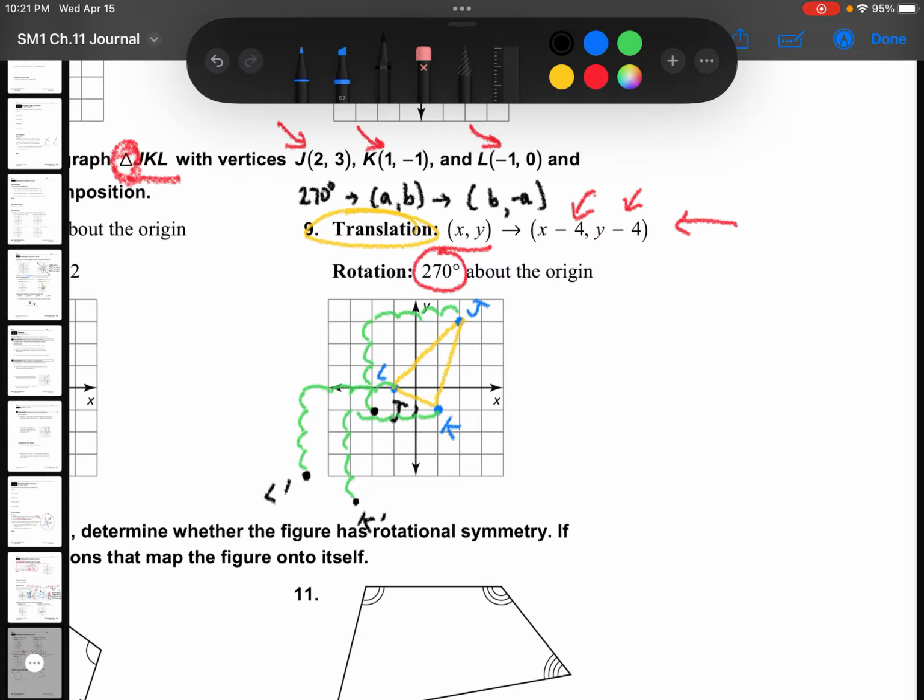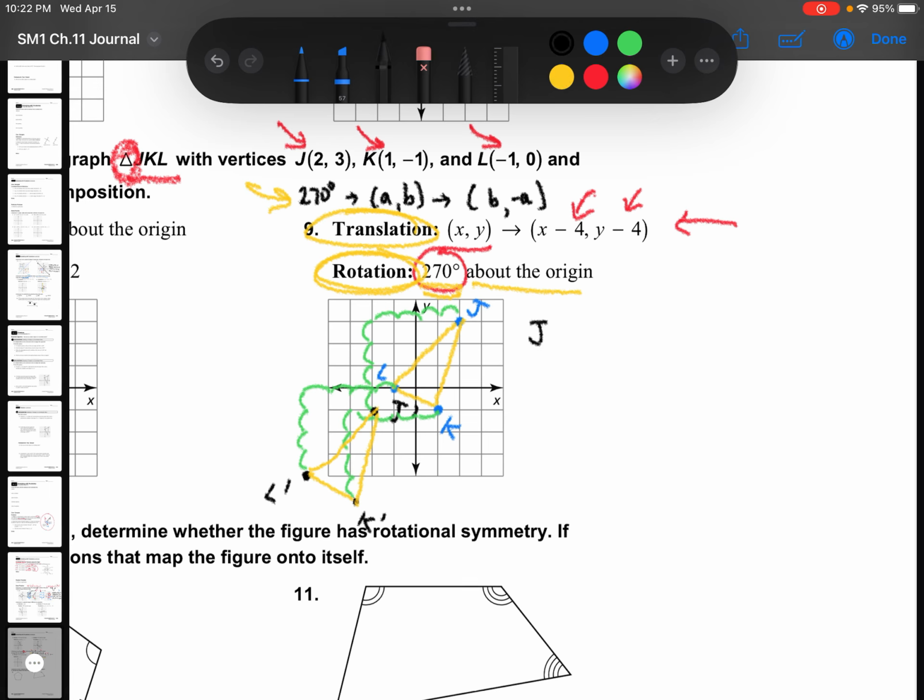Let's do this in yellow again. All right. So we connect the dots. Was a little bit terrible, but now you get it. Okay. That was the translation. And now we continue with the rotation 270 degrees about the origin. I already wrote the rule for this type of rotation. So let's write the coordinates of J prime, K prime, L prime.